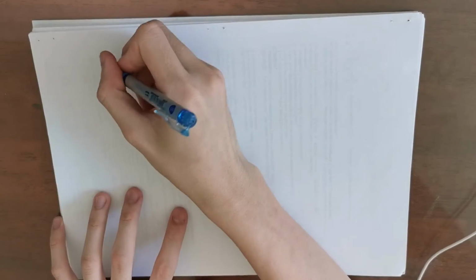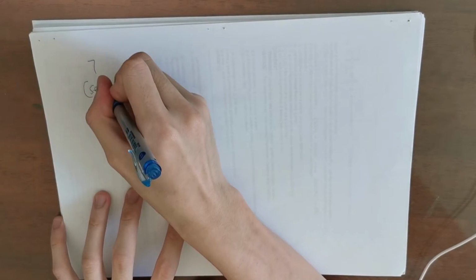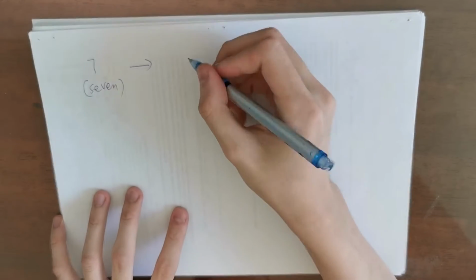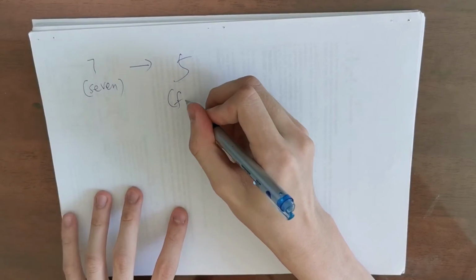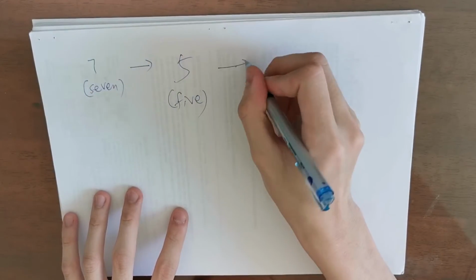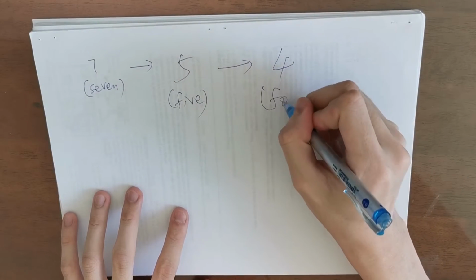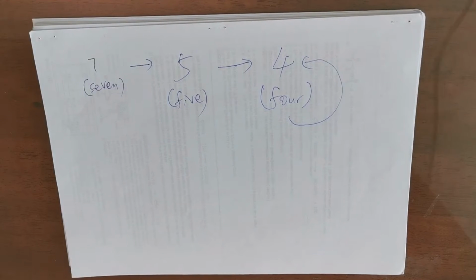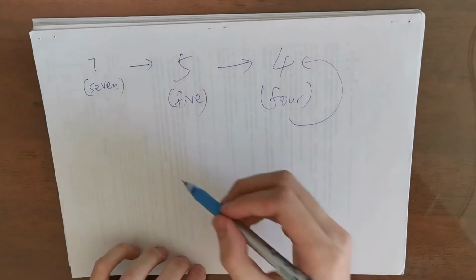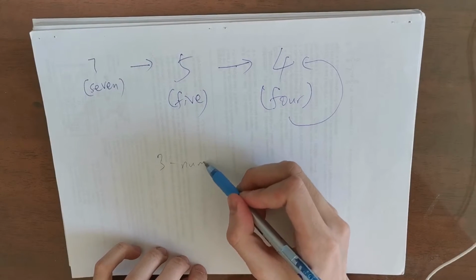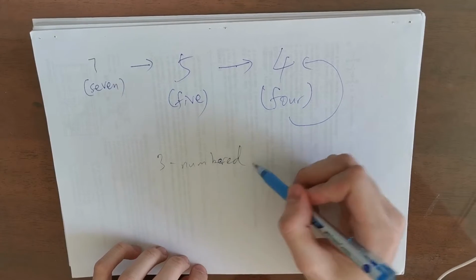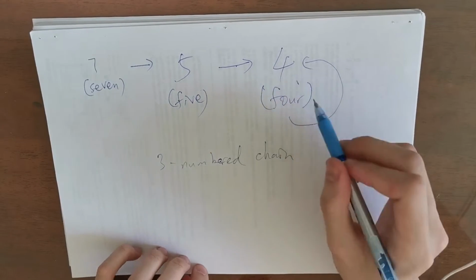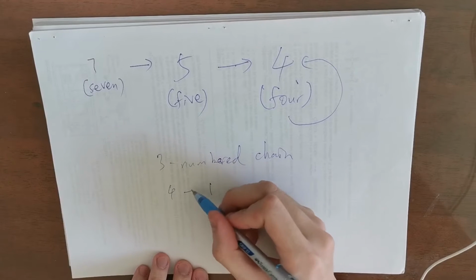So for example, 7 has 5 letters, 5 has 4 letters, and 4 has 4 letters. Then 4 loops itself back. So this is a 3-number chain, excluding the loop, and this 4 is a 1-number loop.